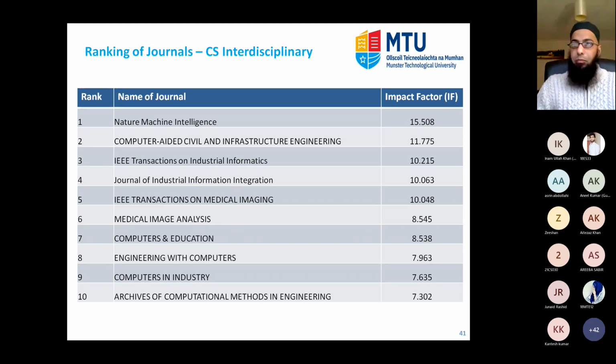And you have Computer-Aided Civil and Infrastructure Engineering. You have IEEE Transactions on Industrial Informatics and other journals as well. So these are just the rankings of journals within the computer science domain with respect to impact factor. You can find the complete list of these journals on the Clarivate JCR website.